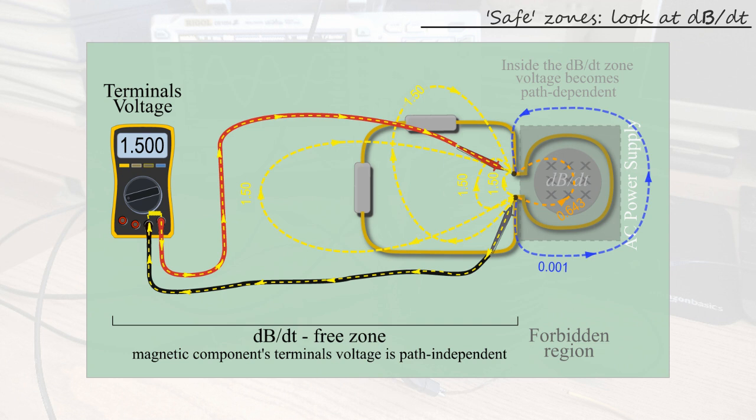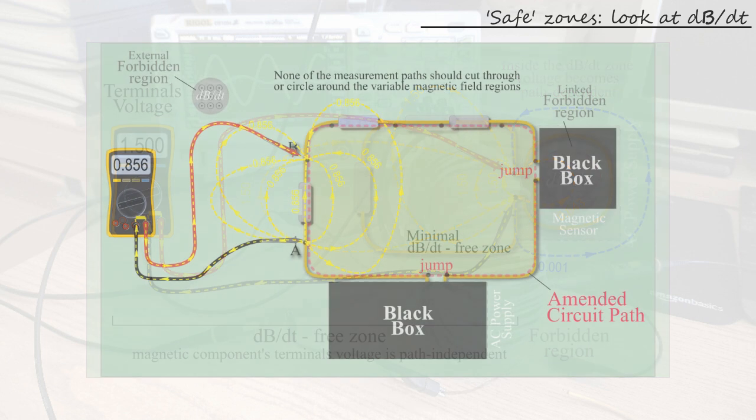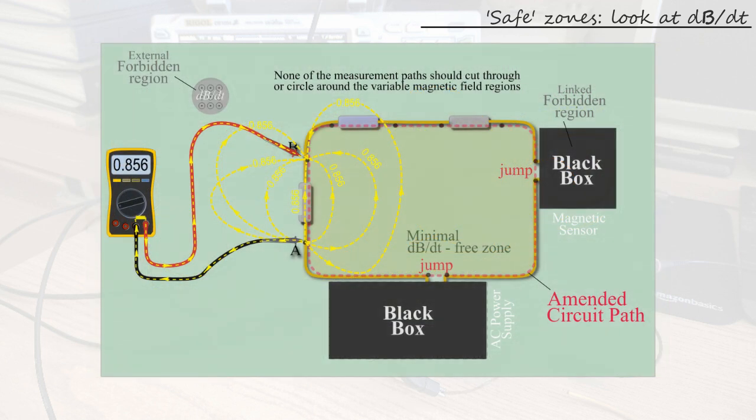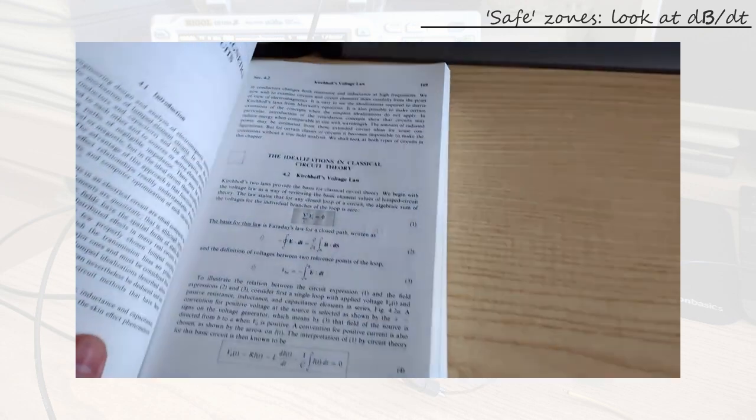To see why, look at the blue path in the figure. From the perspective of the circuit path gamma, shown here in red, we need to bypass each magnetic component by introducing a jump at their terminals in such a way that the amended circuit path will not link any relevant dB/dt field. These will ensure the existence of a safe zone containing the path itself such that voltages computed along any of the paths contained therein will be path independent.